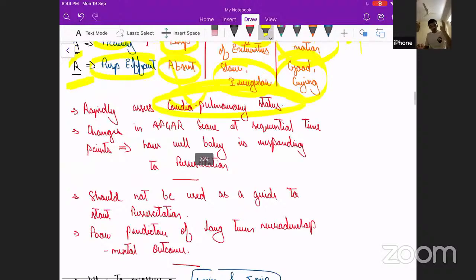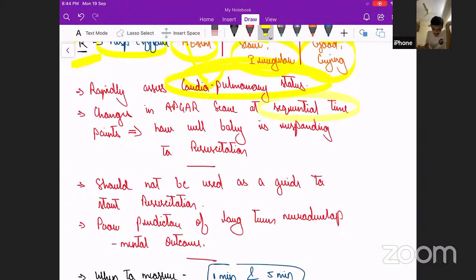Fine. So change in Apgar score at sequential time points tells us how the baby is responding to the resuscitation. The Apgar might have been 2 or 3 at birth. We resuscitate the child properly. So by 5 minutes, if the Apgar score is 7 or 8 by 10, then it shows us that the way we have resuscitated the child is successful, correct? The baby has responded well to our resuscitation, fine?